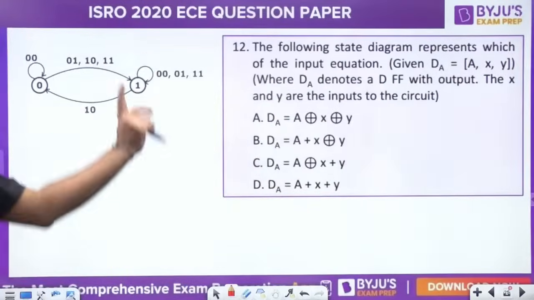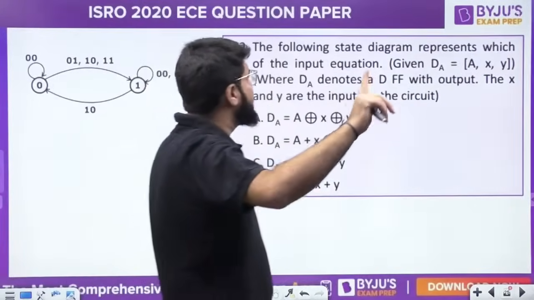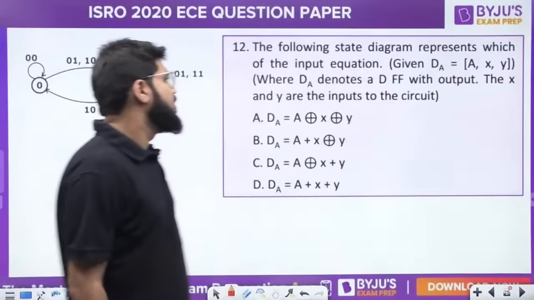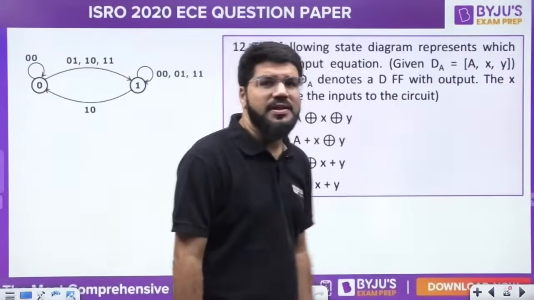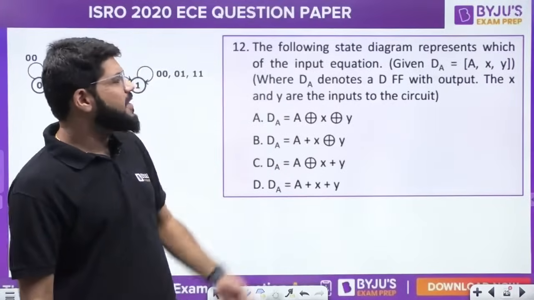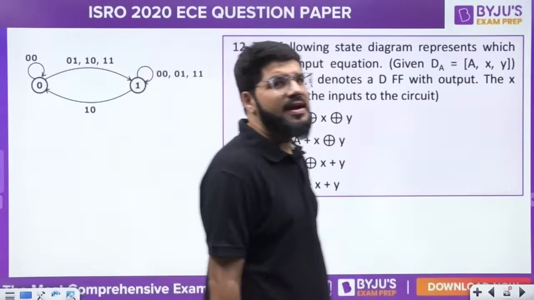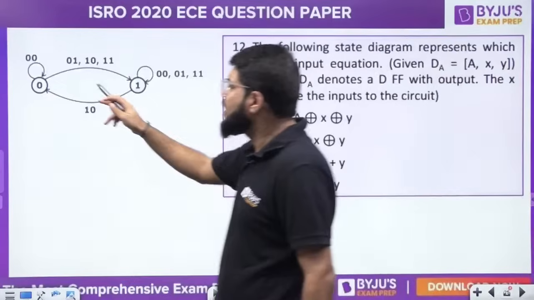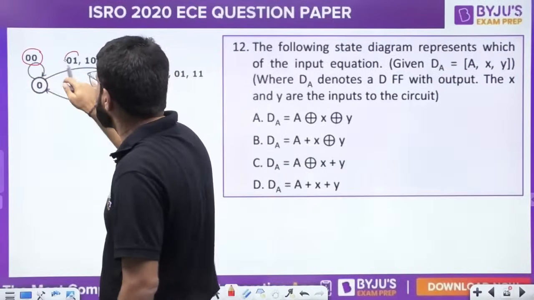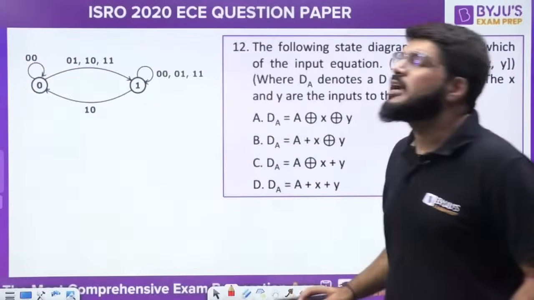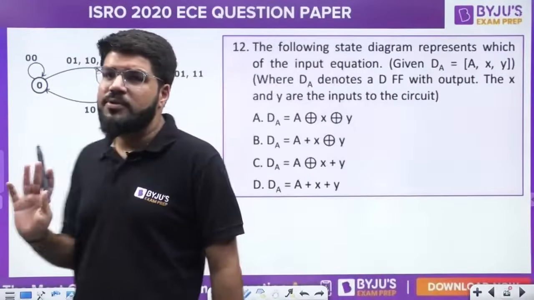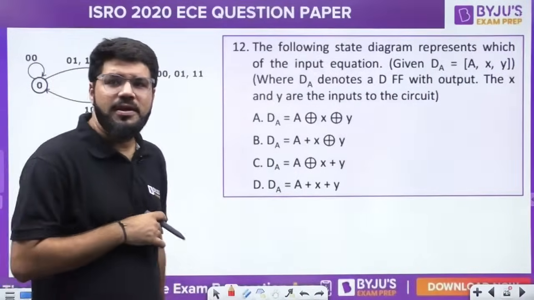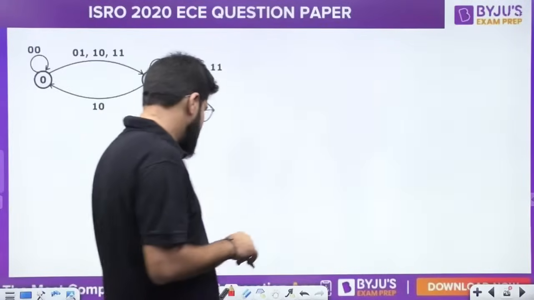The following state diagram, this is a good question. The following state diagram represents which of the input equations? Given dA is equal to AXY, where dA denotes a D flip-flop with the output. X and Y are the inputs to the circuit. That means in the state diagram, the two bits that you are able to see like 0, 0 or 0, 1, these are the XY values. Let me first convert the state diagram into the state table, and then let's start solving it.